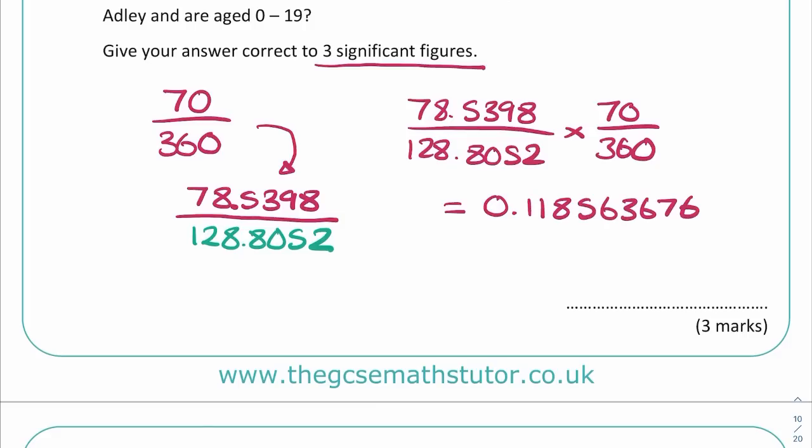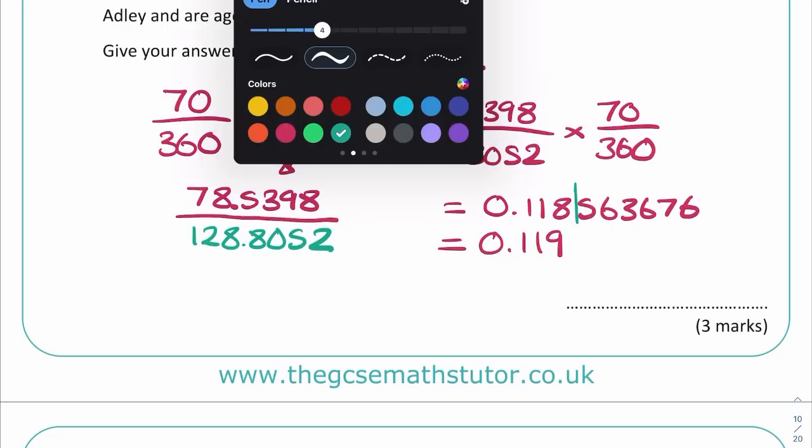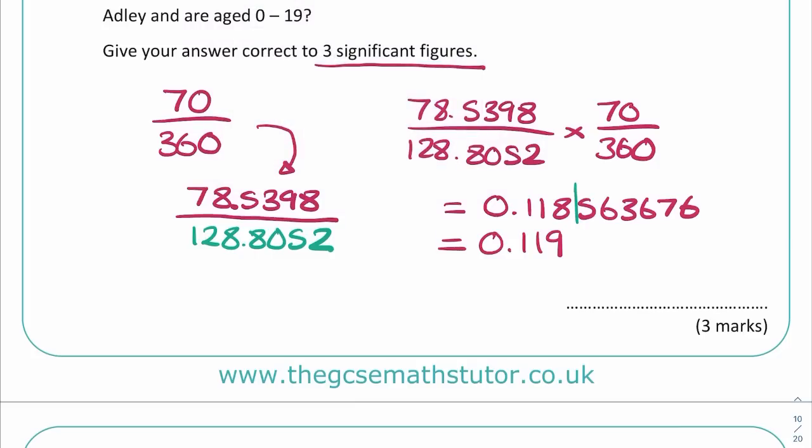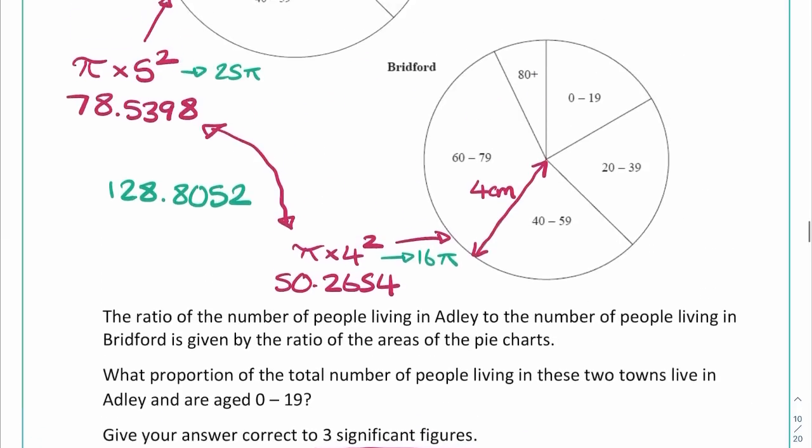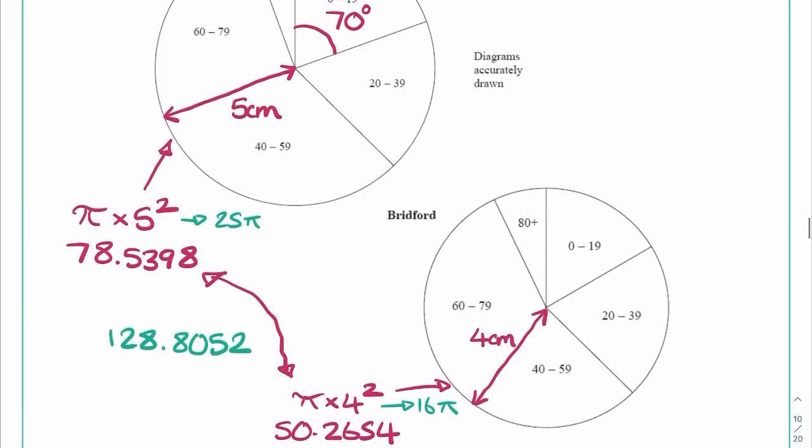0.118563676. I've written all those down because I could multiply that by 100 to turn that into a percentage, or I could just leave it as a decimal. To be fair, it would be absolutely fine to leave it as a decimal. So I could round it as a decimal to start with, 0.119 to 3 significant figures, as it's a 5 after the 8. Or I could times that by 100 and write it as a percentage, and that would be 11.9%.